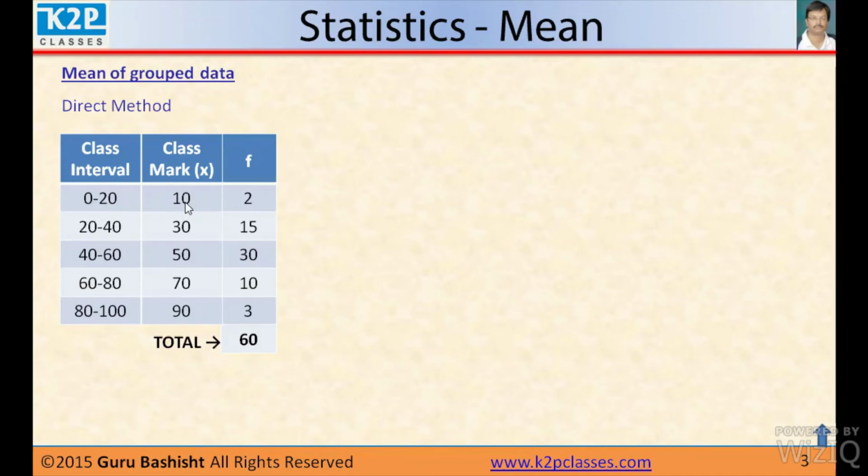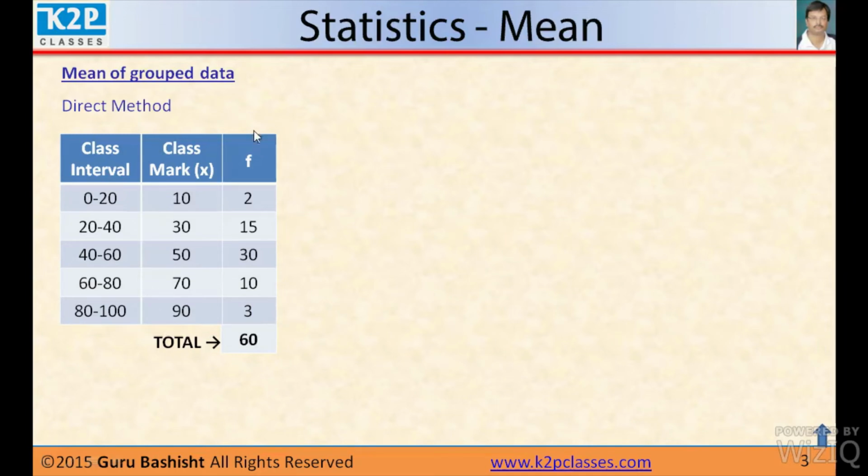It is 10. Then 10 to 40, it is 30. 40 to 60, 50. 60 to 80, 70. 80 to 100, 90. So these are the middle ones of the intervals. So now we will assume that 2 students have got 10, because there is no method through which you can know the exact marks the 2 people have got, whether it is 15, 18, 19. So we can assume. Now this becomes very easy.